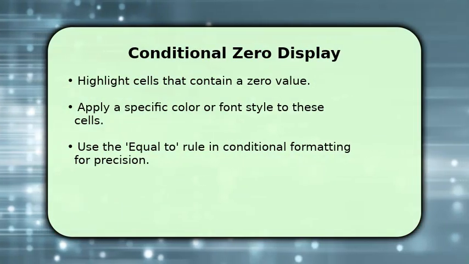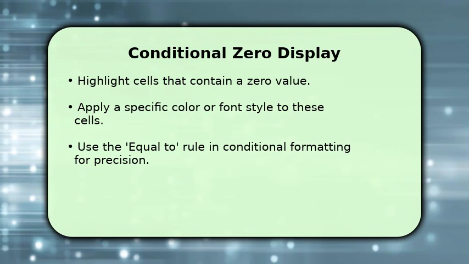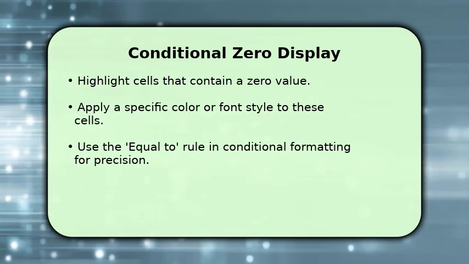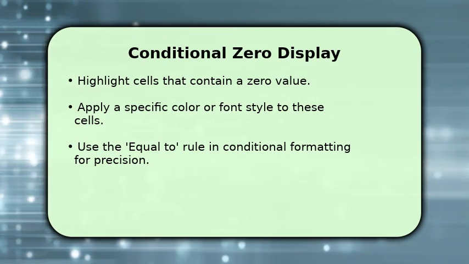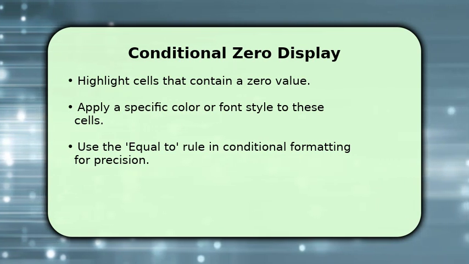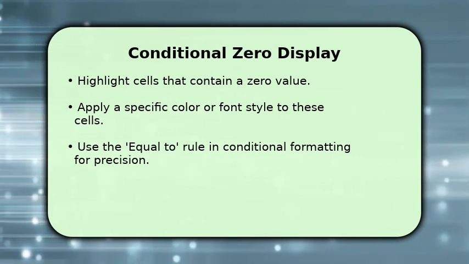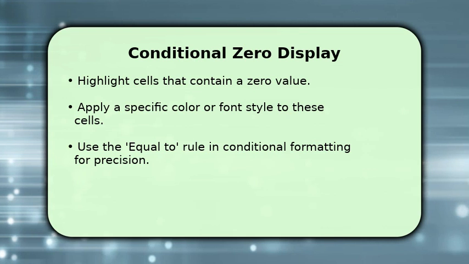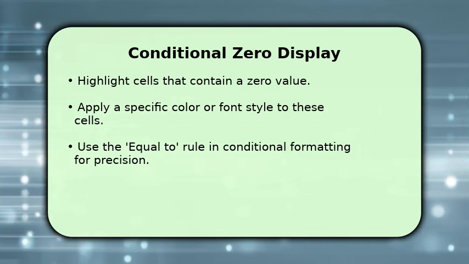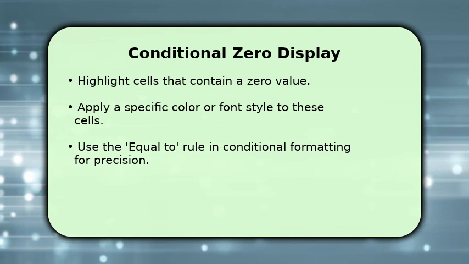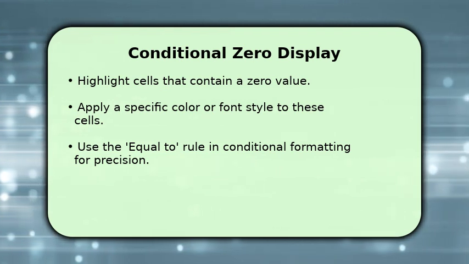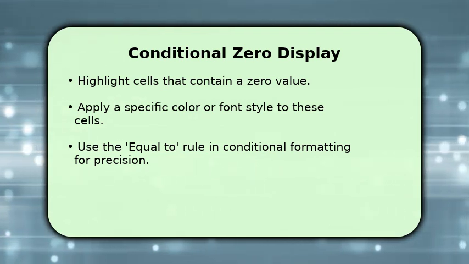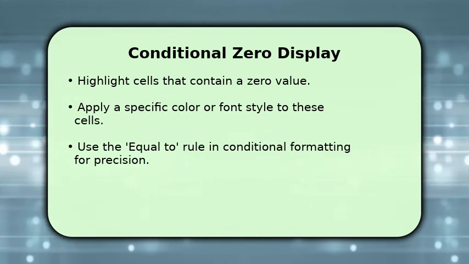Another excellent approach is using conditional formatting to highlight 0 values. Select your data range, then go to the Home tab and click Conditional Formatting. Choose Highlight Cells Rules, then Equal to. Enter 0 in the value box and select a formatting style, like a light red fill. This visually draws attention to cells containing 0, making your spreadsheet easier to analyze at a glance.